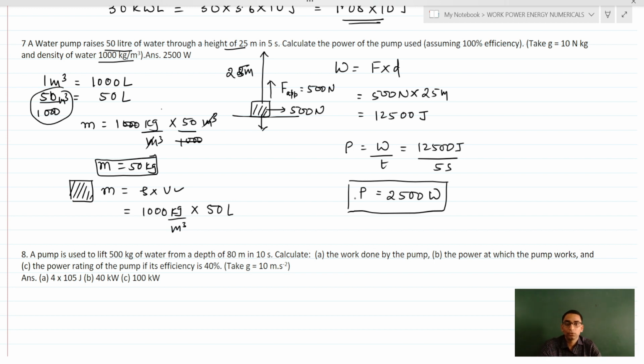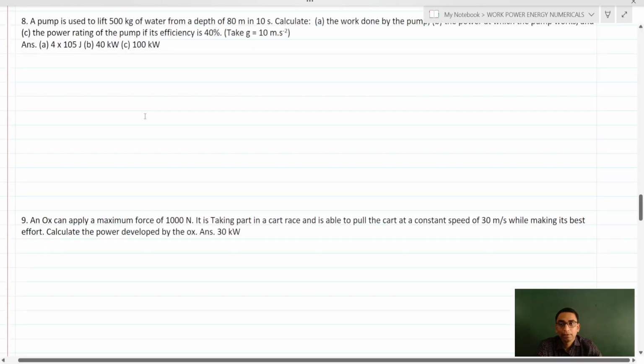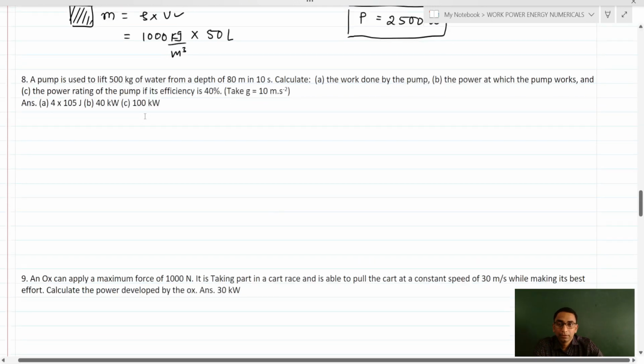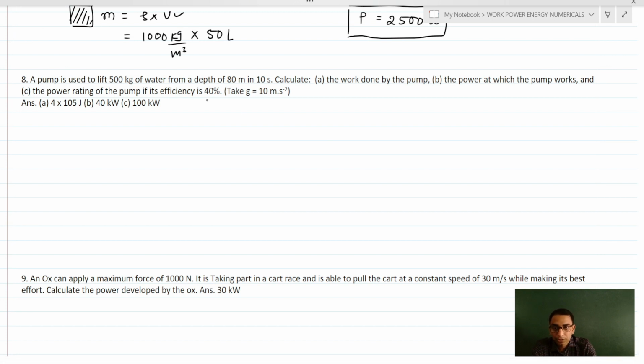Okay, let's move on to the next problem. Yeah, this time please be a little bit careful that the efficiency is given as 40%. So you've got to be very, very careful here. Okay. So the pump is used to lift 500 kg of water. So the weight of the water is 5000 newtons. Provided g is 10. Yeah, it's given.